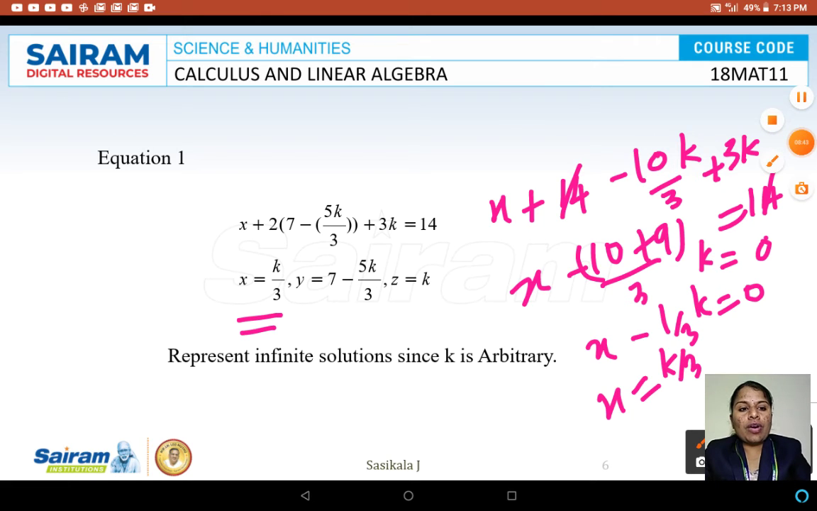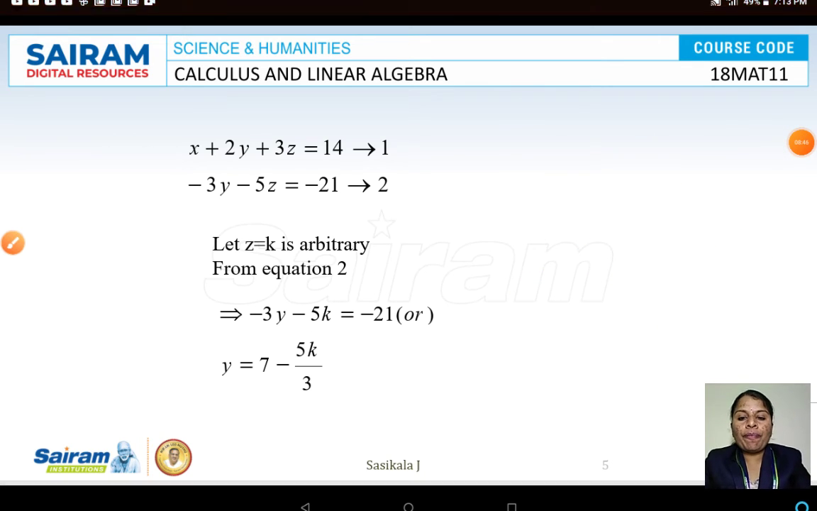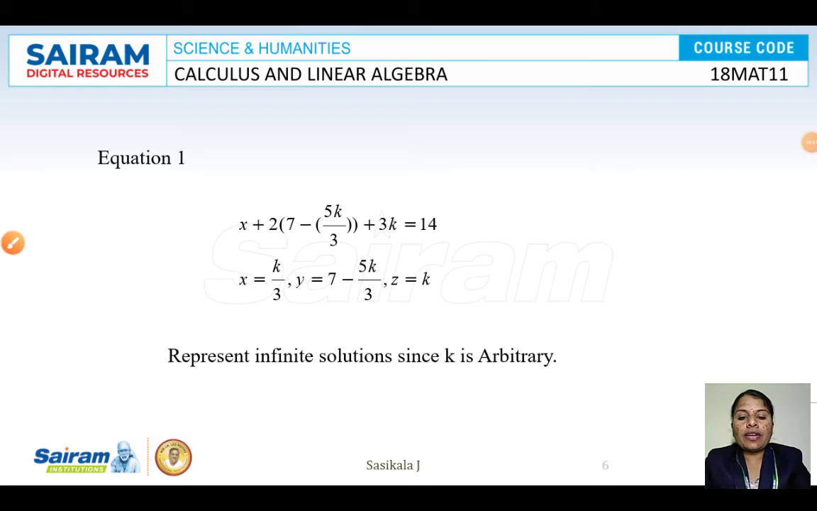Now we have found the y value and the x value, and the z value we have assumed. So this is the respective infinite solution for the given system of equations. Since k is arbitrary, we can say it has infinite solutions.